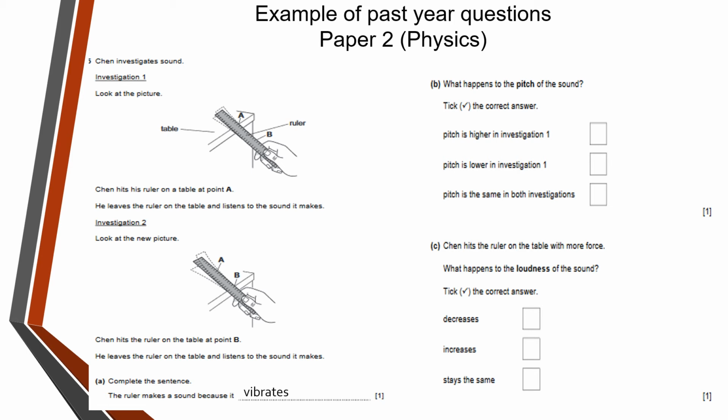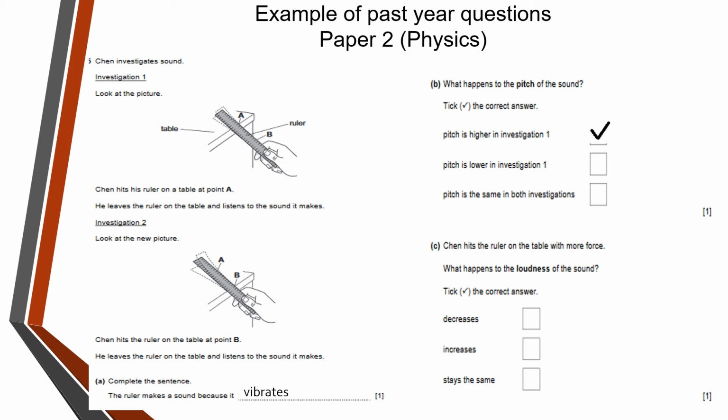So over here, what happens to the pitch of the sound? So we are looking into investigation 1 for both options. So the pitch is going to be higher because the ruler is shorter. Shorter ruler, faster vibration, pitch is higher.